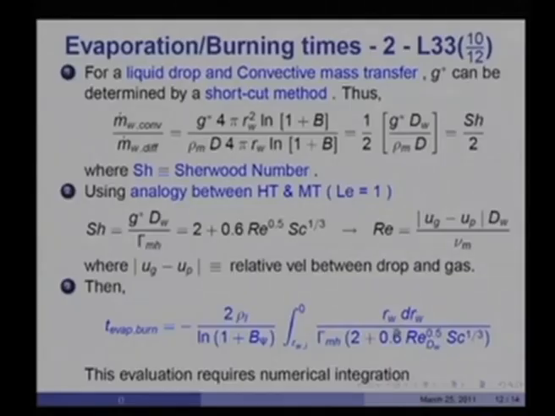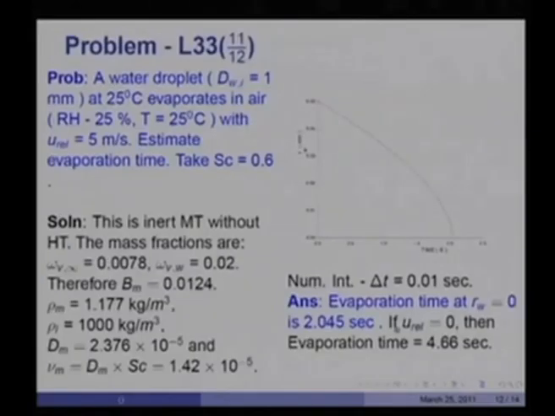So, let us take for example a problem: a water droplet, dwi is 1 millimeter diameter, at 25 degrees centigrade evaporates in air whose relative humidity is let us say 25%, and temperature is 25 degrees centigrade. So, this is a case of mass transfer without heat transfer and no chemical reaction. And let us assume that the relative velocity between the two is 5 meters per second. So, estimate the evaporation time and take Schmidt number equal to 0.6, which is quite typical of gaseous mixtures. So, this is an inert mass transfer problem without heat transfer.